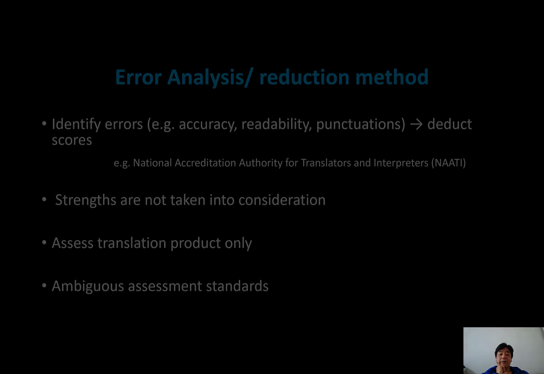And in this method, one problem is that strengths are not taken into consideration because only errors are subject to the focus. And it tends to be used for testing, so in the assessment, a particular focus is placed on assessing translation product only, not process. And another problem would be its assessment standards. It tends to be quite ambiguous. So interpretations of, like, omissions, accuracy, readability could vary depending on how these terms are perceived by assessors.